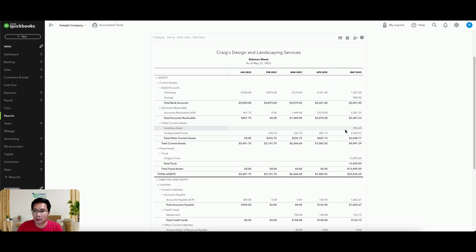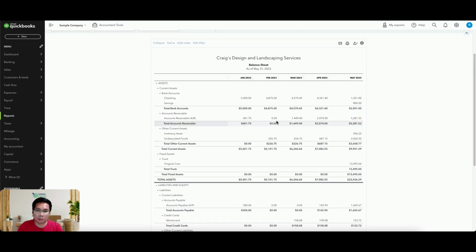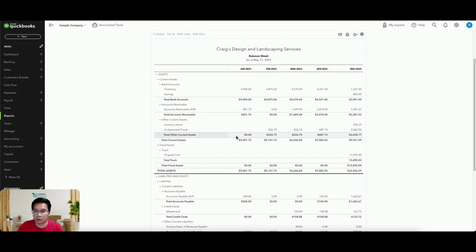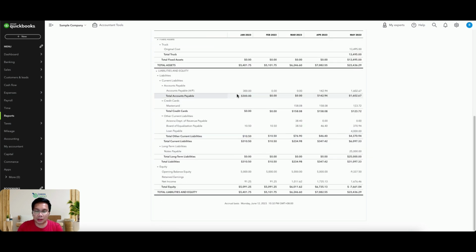First, here are the assets. You will have current assets at the top, and then fixed assets or non-current assets. Most important current assets are your cash account or bank accounts and accounts receivable. If you have inventory, then it will be shown here too. While for liabilities, you usually have accounts payable and credit cards, other current liabilities, and long-term liabilities. Notes payable and mortgage payable are long-term liabilities.